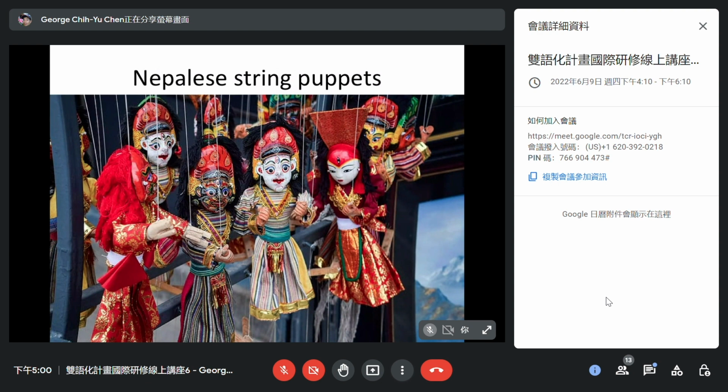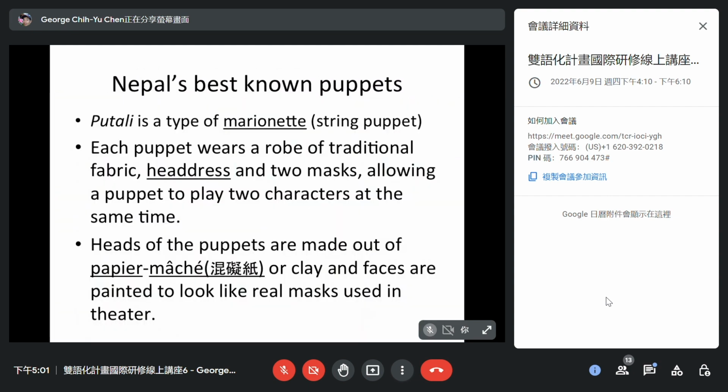As you can see, the putali are suspended. Suspend meaning 悬挂 from wooden sticks. 木棒子上面悬挂下来, and the thread attached to the headdress, the back, and the hands. 那个线就连接到它的头饰和两双手上面和它的背部, so that the master can manipulate the sticks and play these string puppets. So putali is a type of marionette. Marionette means a string puppet.